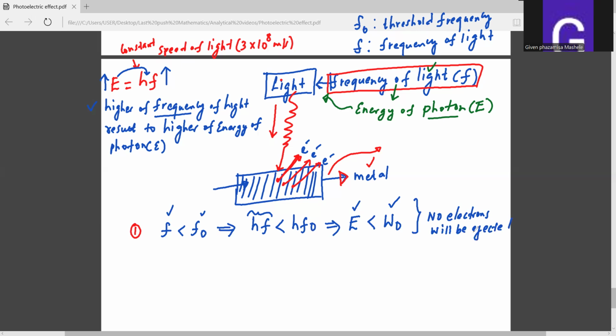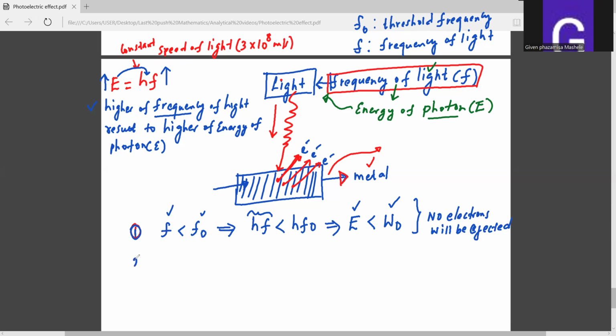Why? It's because the energy of photon, or the energy that the light will produce, is less than the minimum amount of energy that the metal requires in order to eject electrons. So electrons will not be ejected. So the conditions that will guide you to check whether electrons will be ejected or not is to check the frequency of light and the cutoff. If the frequency of light is less than the cutoff, it means energy is less than the work function, because I've multiplied both by Planck's constant. It means no electrons will be ejected.